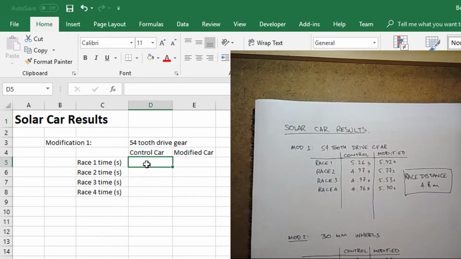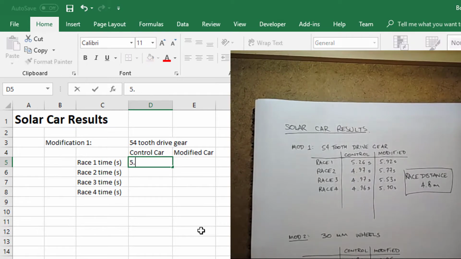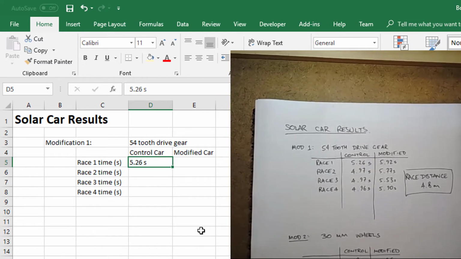Now let me just show you something, a trap for young players. So my first data there, 5.26 seconds. If I type 5.26 seconds, S for seconds, and hit enter. Okay, now that's a problem. What I've done there, by putting that S in there, is Microsoft Excel thinks that that's not a number. It thinks it's just a piece of text. It thinks it's a bunch of letters, not numbers. If I want to use that number to maybe create averages or do calculations with, I've got to take all the letters out of that cell. I can't put that S in there.